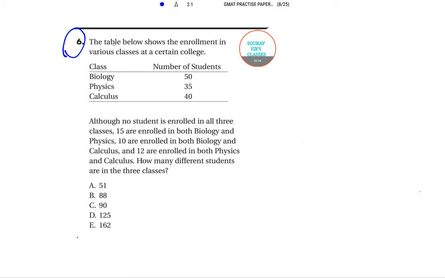The question says, the table below shows enrollment in various classes at a certain college. There are 3 classes: biology, physics, calculus. It further says, although no student is enrolled in all 3 classes, this is a very important information, 15 are enrolled in both biology and physics, 10 in both biology and calculus, and 12 in the combination given by physics and calculus. Now we need to know how many different students are in the 3 classes.